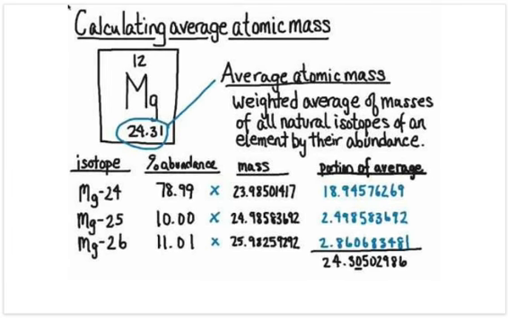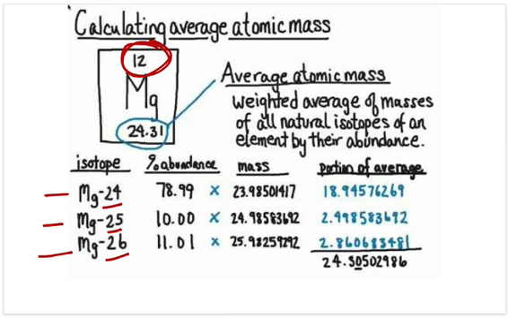This one's kind of crazy. This is the average atomic mass of magnesium. And let's see what they did. So there's three different isotopes of magnesium. There's magnesium 24, magnesium 25, and magnesium 26. Notice this is actually the atomic number for magnesium, so it has 12 protons. So notice this would have 12 neutrons, 13 neutrons, and 14 neutrons.